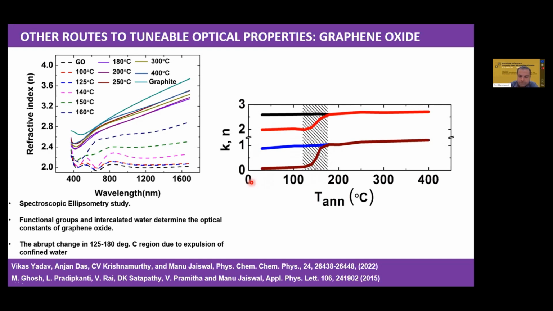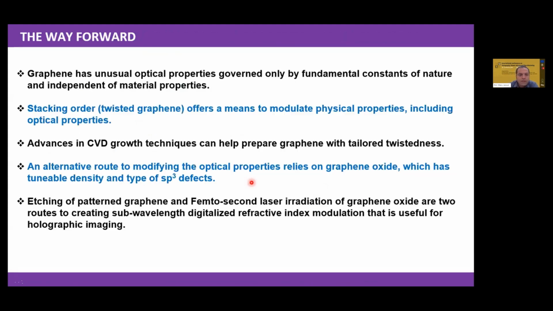Now, all this has important implications because graphene is proposed to be used as a material in various optical applications, and using the stacking order, tunable defects, or the intercalation of water are different means by which its optical properties can be modified. So I'll say the way forward here, as a conclusion, is that graphene has very unusual optical properties.